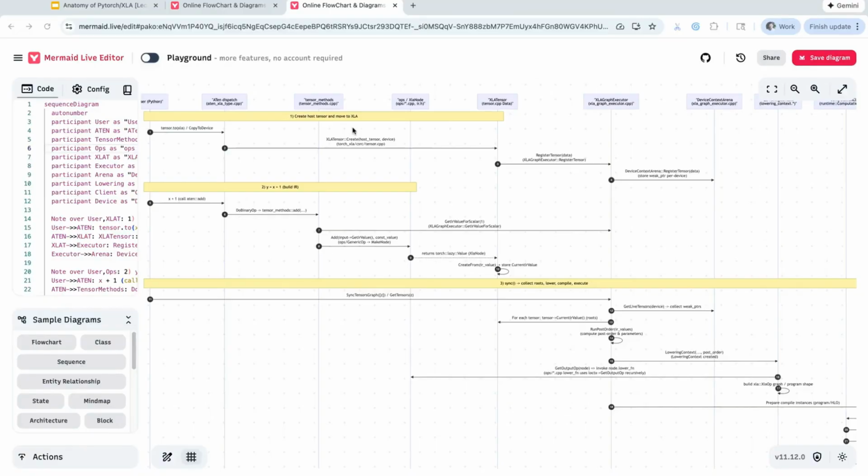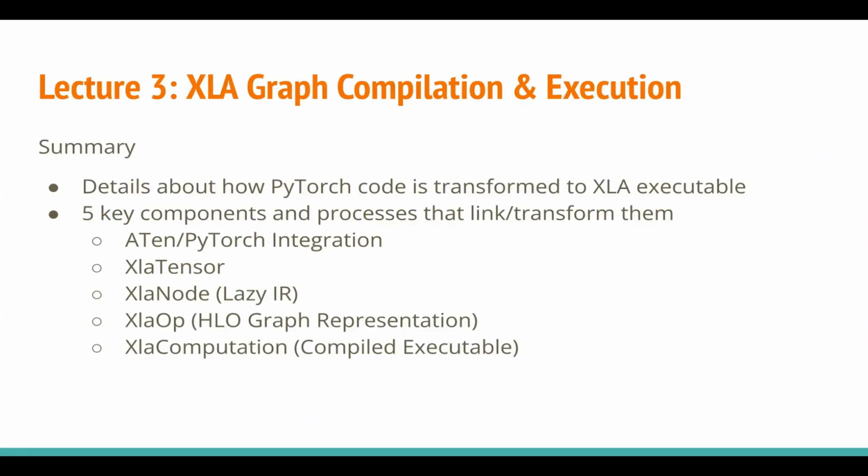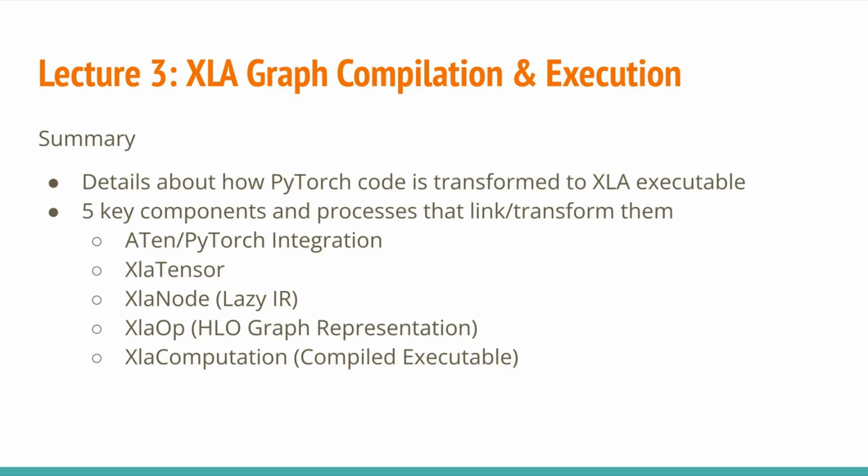Now let's move back for a brief summary of this lecture. In this lecture, we gave a lot more details about how PyTorch code is transformed to an XLA executable. We discussed five key components and processes that make this transformation happen. They are ATen PyTorch integration, XLA tensor, XLA node, XLA operation, and XLA computation.